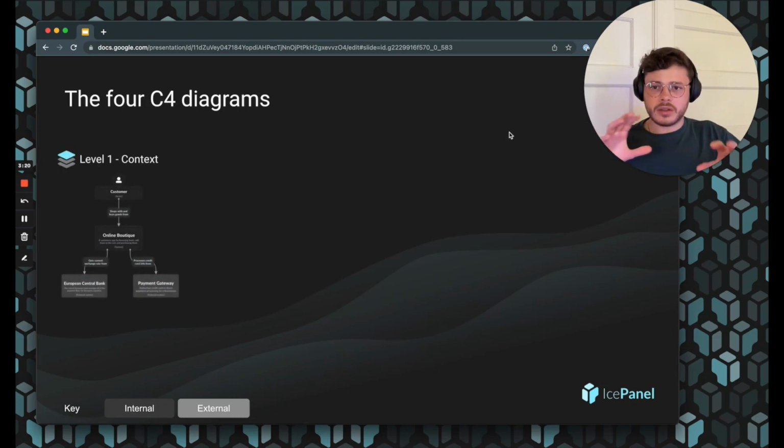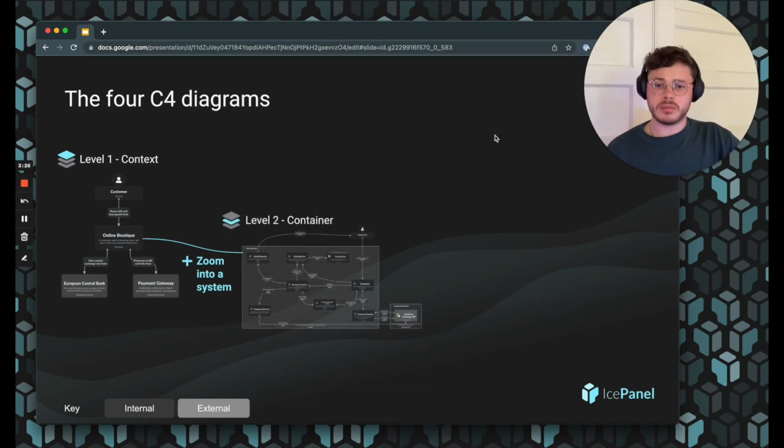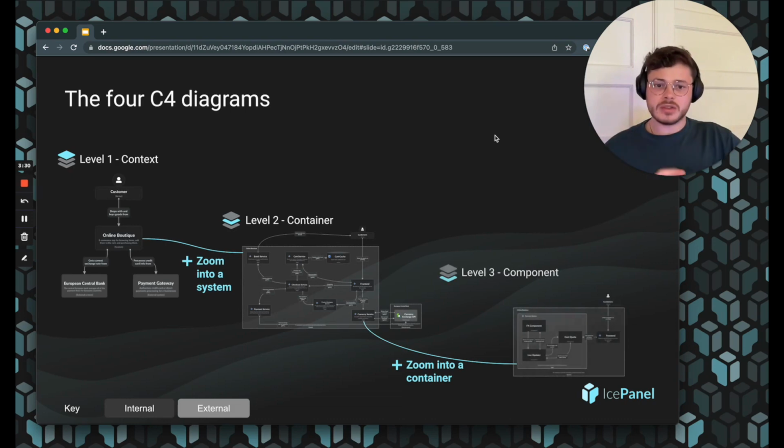So if you look at those levels of diagrams together, we can start at that top level context, zoom inside the online boutique to showcase the containers that are living inside, and then we can zoom inside one of those apps and stores, a currency service, for example, to showcase the components at that next level of detail.